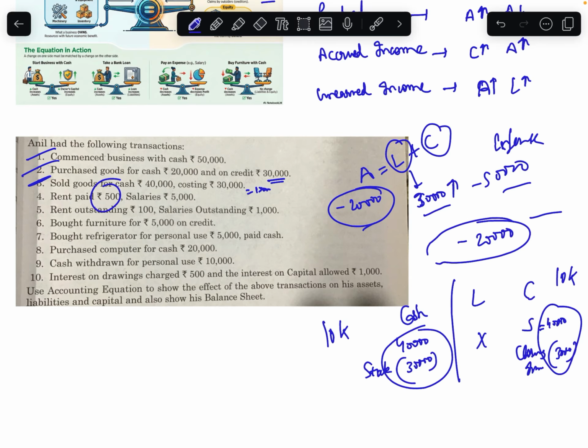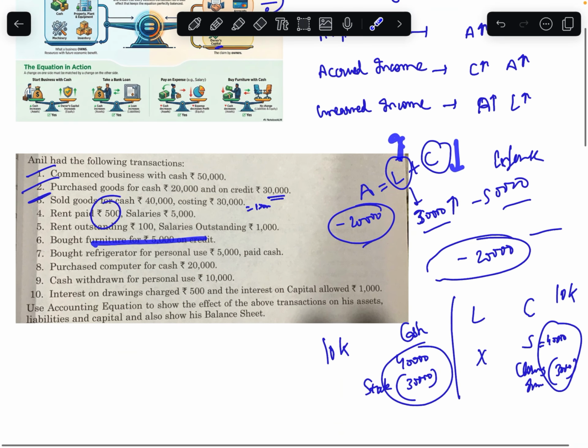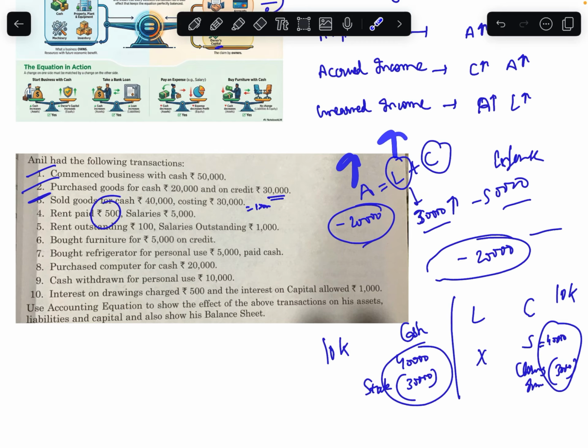Again, rent paid 500, salaries 5,000. These all are expenses. Capital will decrease, asset will decrease, both will decrease. Rent outstanding 100, salary outstanding 1,000, 1,100 outstanding. What is the impact of outstanding? Liability increases, capital decreases. Finished. Bought furniture 5,000 on credit: asset increases, liability increases. Finished. Refrigerator for personal use, drawings: asset decreases, capital decreases. Finished. Purchased computer for cash 20,000: asset increases, asset decreases. Net nil. Next, cash withdrawn for personal use: asset decreases, capital decreases.